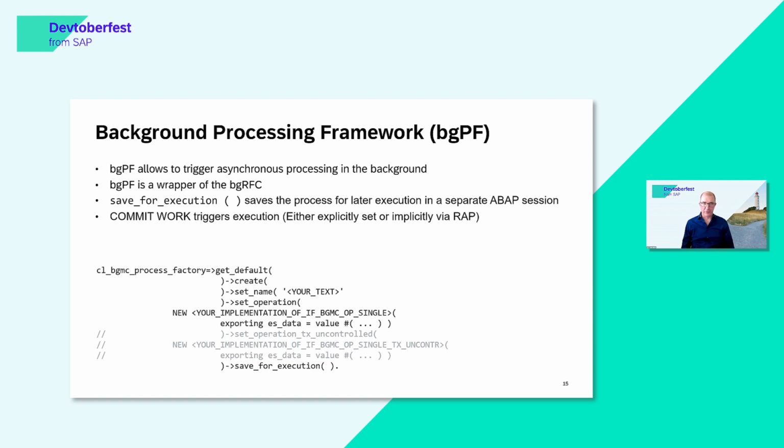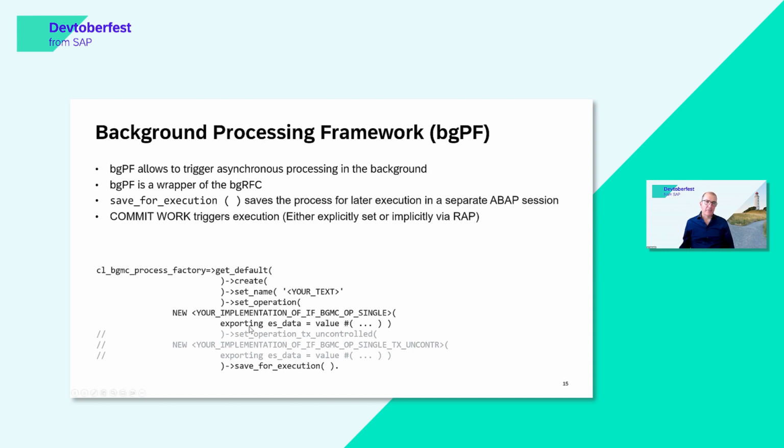But in contrast to the BGRFC, it's quite easy to configure. In an on-prem system, you would have to more or less only create one RFC destination for that. In a cloud-based system, this is done by us for you. And how does it work?